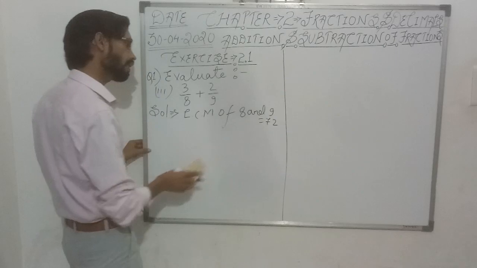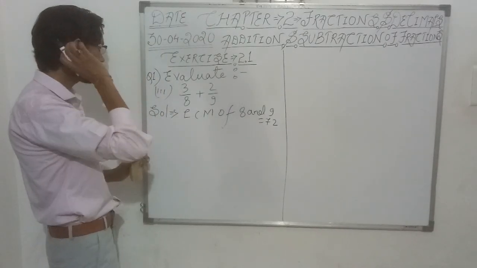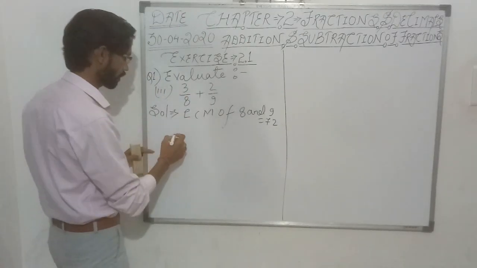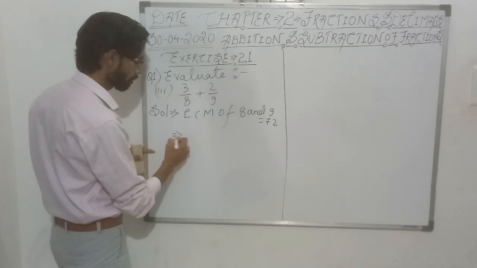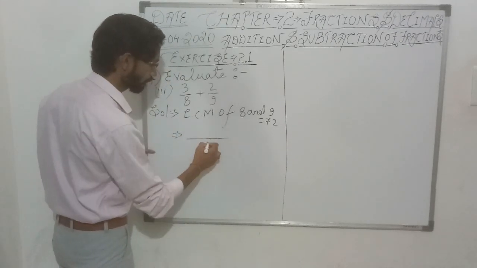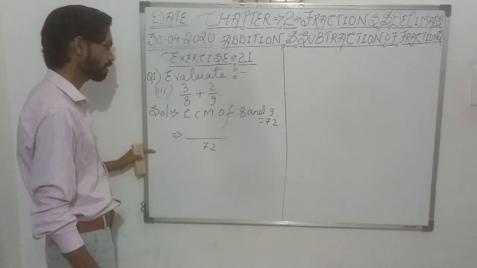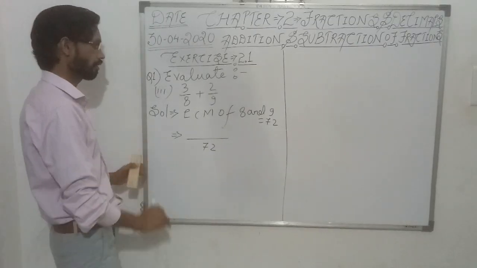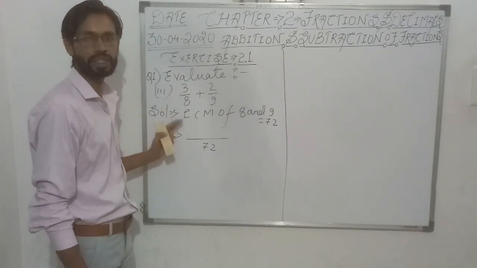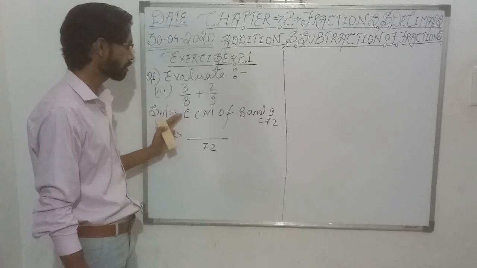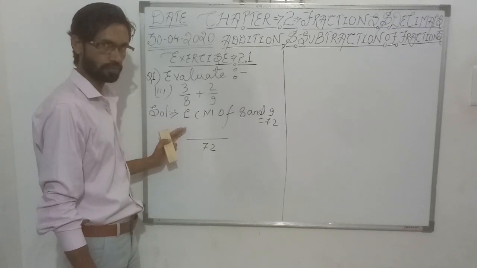Okay, so we have taken out the LCM. Now we will add both the fractions. So how will we add them? Firstly, we'll write down the LCM that we have taken out in the denominator. Okay, then this is the very important step. Students, please pay attention here carefully, okay?